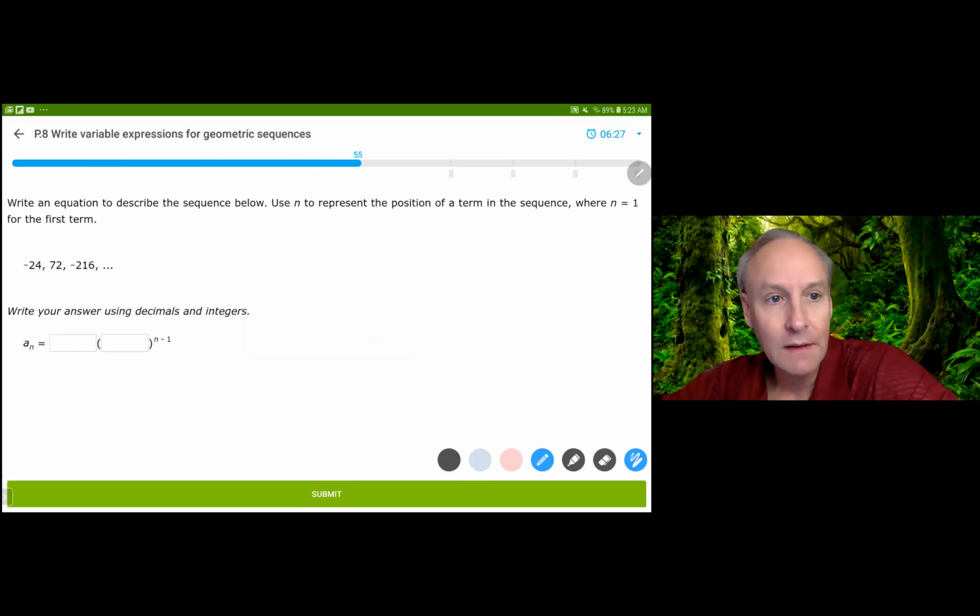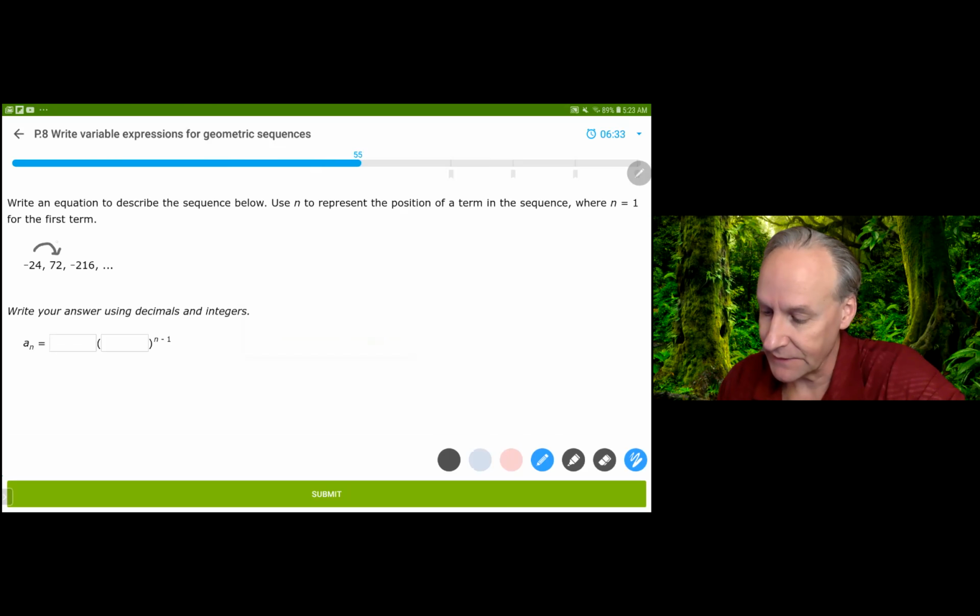All right. We do need to start with -24, and notice that we multiplied by 3 this time, didn't we? But the problem is it's not 3, it's actually -3, and I multiply by -3 again. Now, that means that my multiplier is -3, or my exponential, the thing I'm taking to the exponent, and I'm starting with -24.